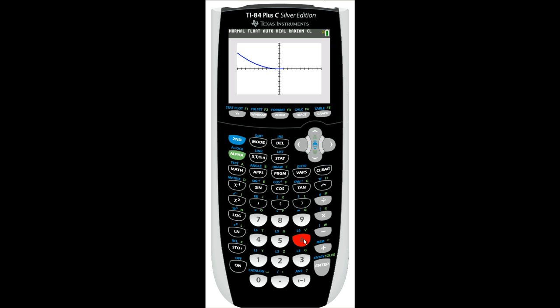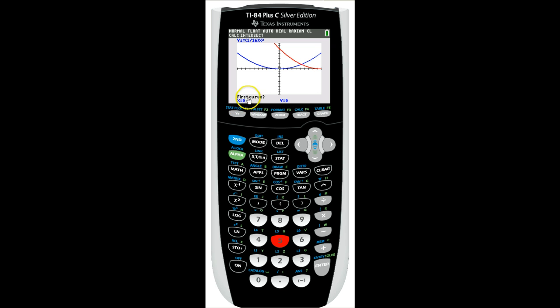So here's our parabola, which we expected. And then we should also have a second parabola. And we are interested in calculating the intersection of these two curves. We want to know where these are going to be equal. So this is the point we're interested in. So anytime you're calculating something that you're interested in on a graph, you'll use that calc menu above trace. And this time we're choosing number 5, intersect.